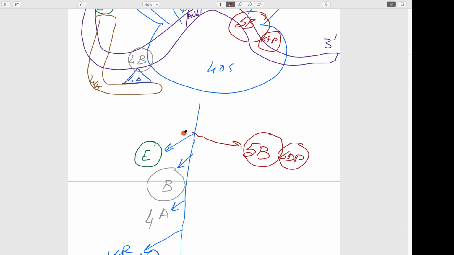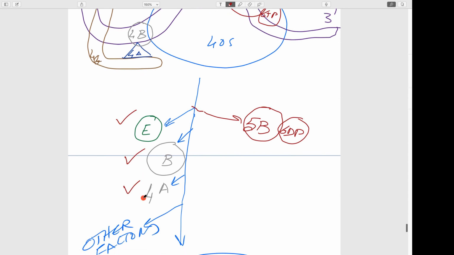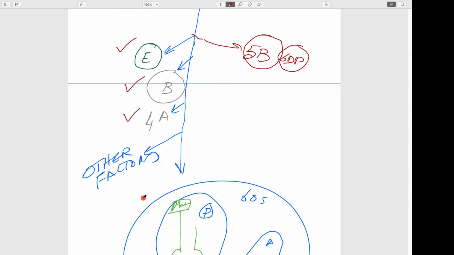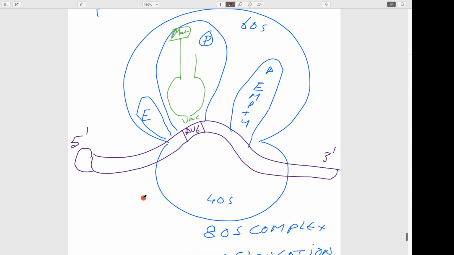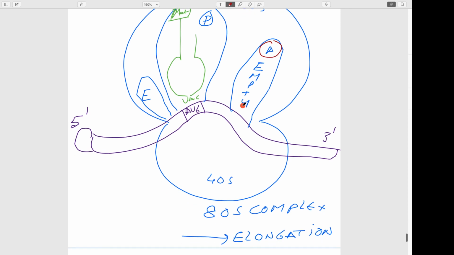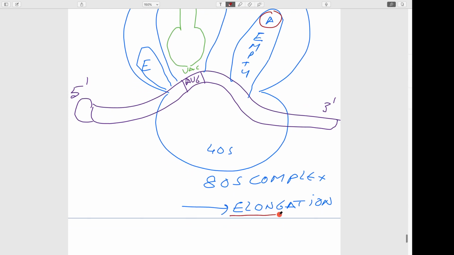GDP is released, and 4E is also released, 4B also released, 4A released. Other factors like 4G also are released. Ultimately, we get the 80S complex. This complex has the E site, P site, and A site. The P site contains methionyl transfer RNA at the AUG initiator codon. The A site is empty. Also, of course, the E site is also empty. So this is 40S and 60S. Now it is ready for elongation. It will go for the elongation.